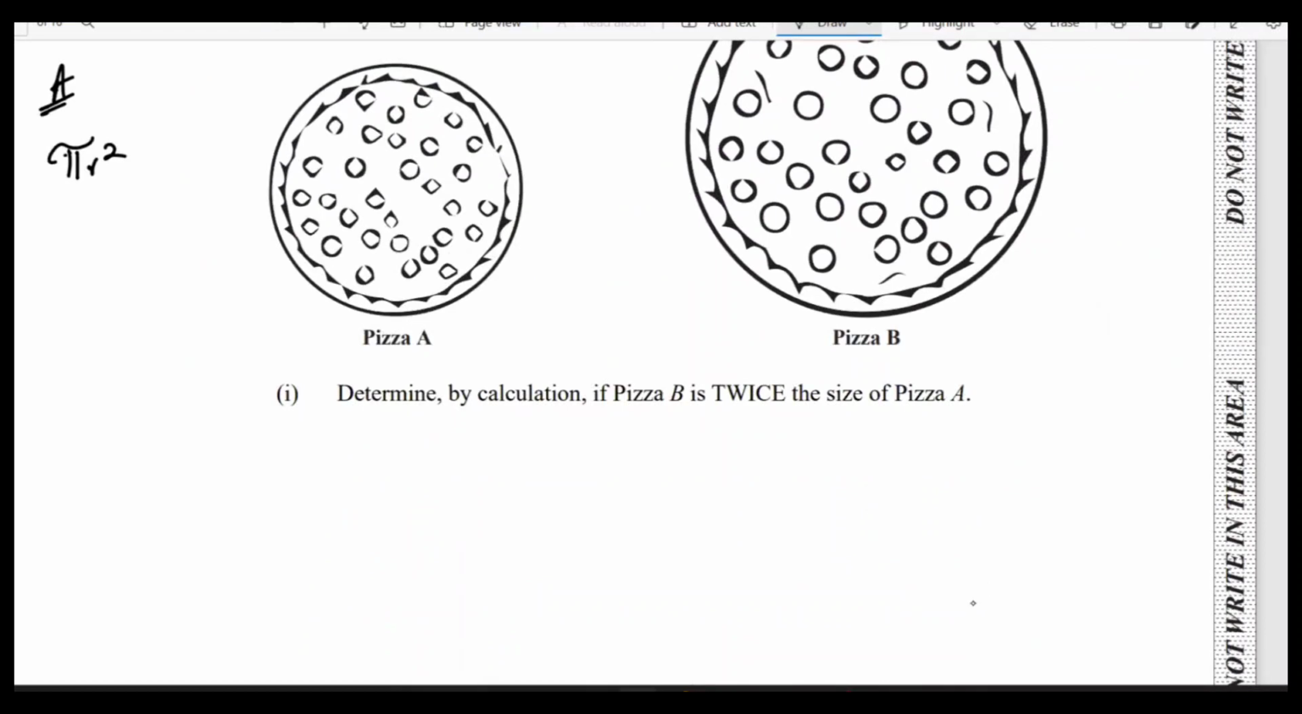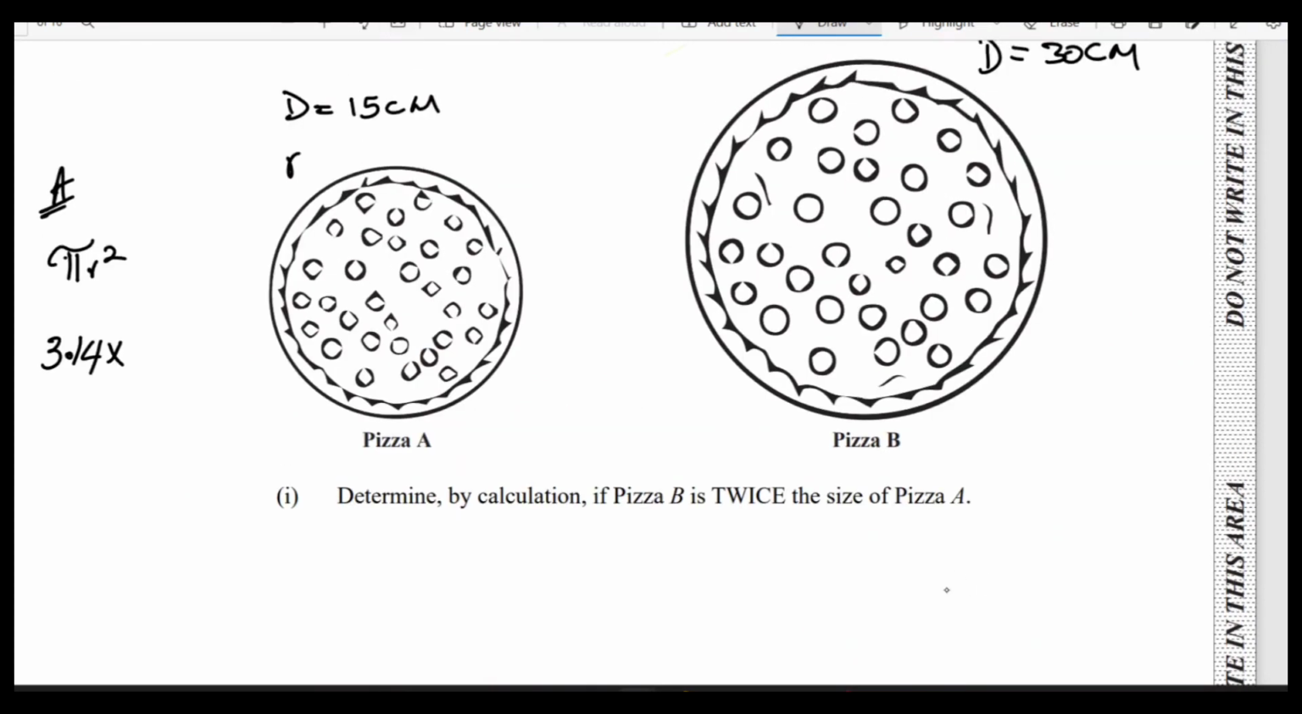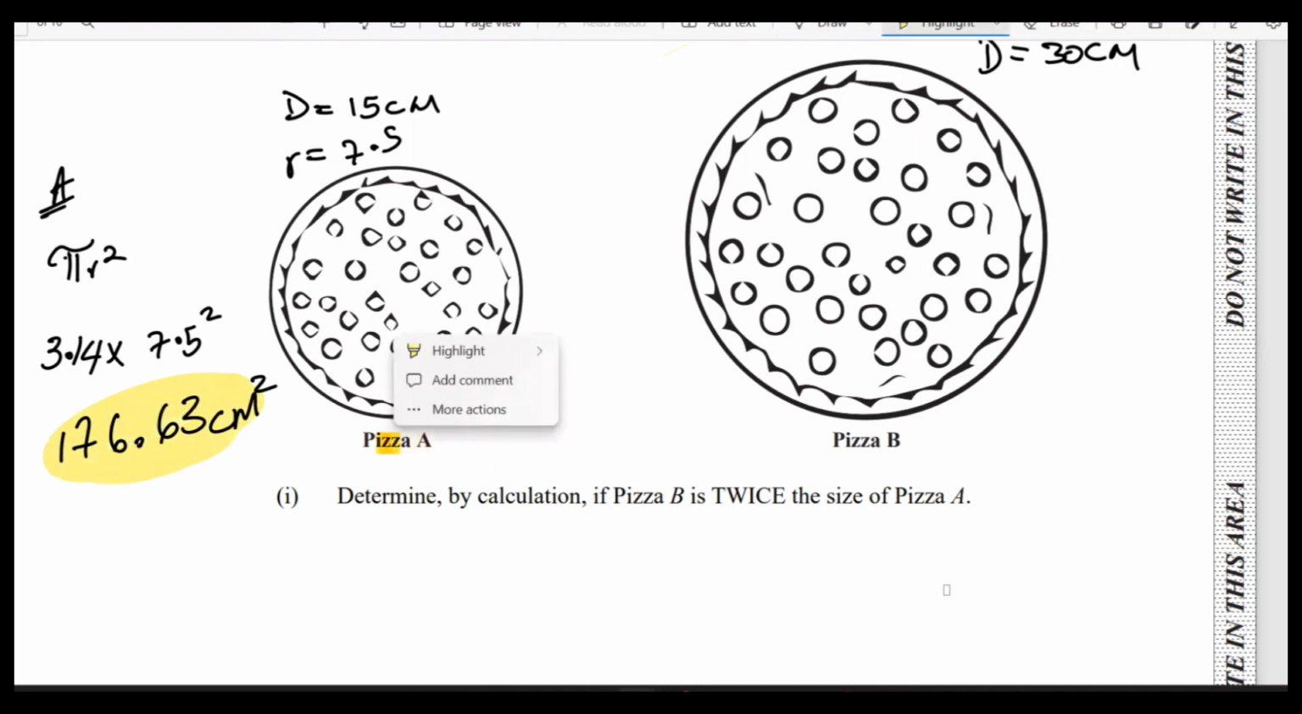So pi r squared, we're talking about 3.14 times r. R is half of the diameter. So r in this case is 7.5, half of 15. So we're talking about 3.14 times 7.5 squared. And this one is 176.63 cm squared. So this is the area of the small pizza A. Pizza A has an area of 176.